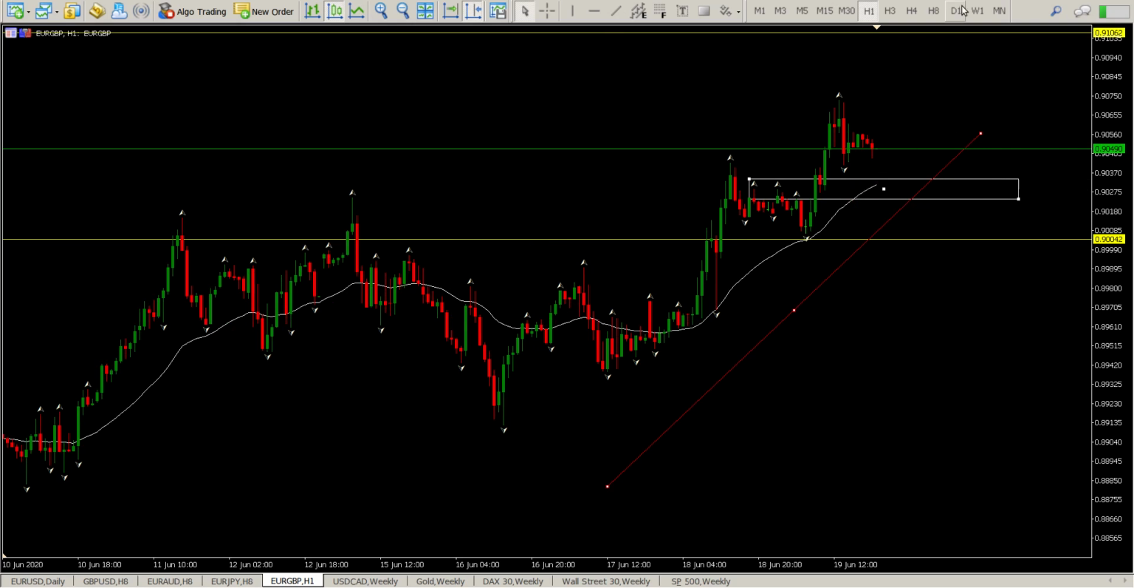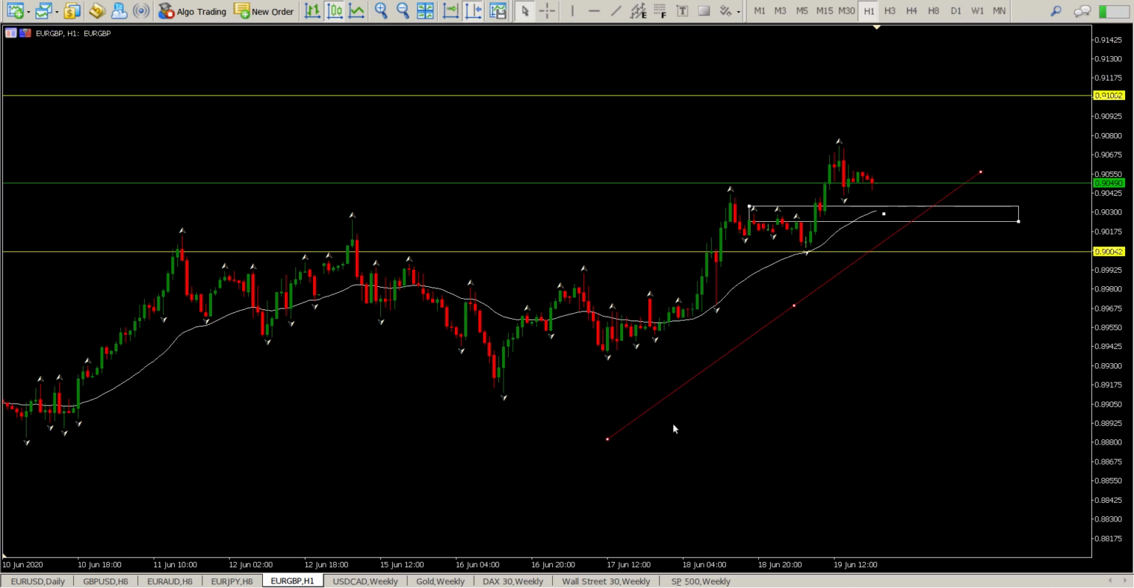Move it back down and bring it up to... we're looking for this target here of 091062. So that is pretty much the one pair that I'm definitely looking to get into on Monday.